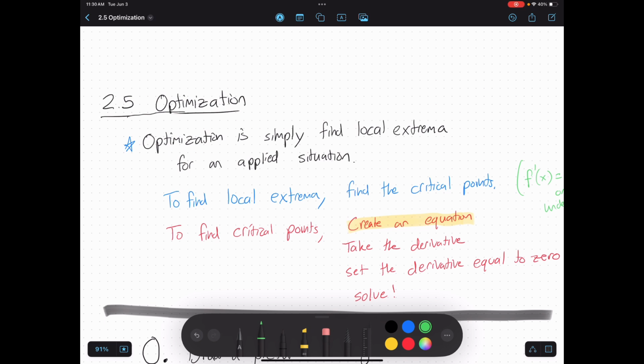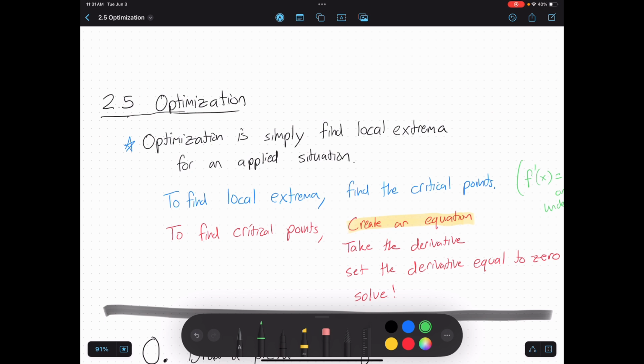But the second thing is optimization is simply finding local extrema for an applied situation, which means we already know the concept behind it. We already know how to find local extrema because we covered that in 2.1. So I'm not going to split this up into two different videos and have a concept video and an examples video. I'm going to go through the concept really quickly, and then we're going to focus a lot on the examples. Because with these applied situations, this is really going to test our problem-solving skills, and each example brings something new to the table. And so, once again, we're going to focus on examples in this video.